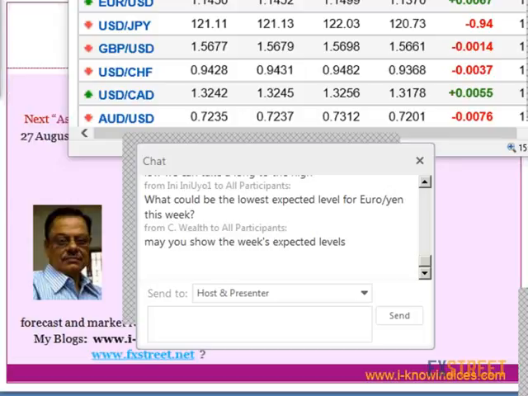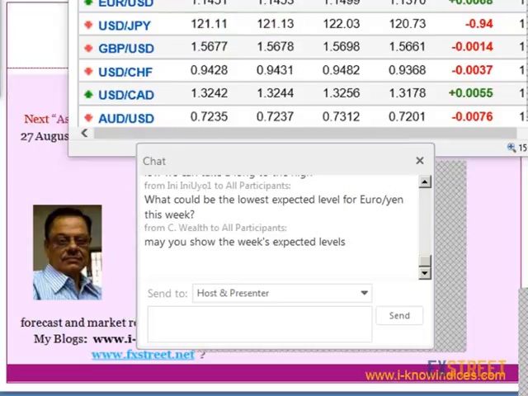And what could be the lowest expected level for euro yen this week? I have given the levels for the majors. From there, you can derive when euro comes down to the lowest level and USD yen comes down to the lowest level. I focus only on the majors for the small traders. Small traders, when they commit positions in the crosses, do not know how to handle it, and invariably they evaporate the money as quickly as possible. They find their friends are making big money by taking positions in crosses. If they are on the right side, they will make big money, and if they are on the wrong side, they will lose big money as well.